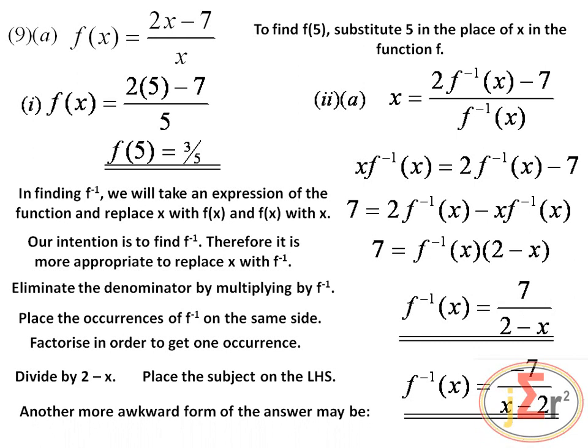Why is it called awkward? And why am I also including it? It is only called awkward because we have more negative terms than positive terms. And it is more appropriate if we can write our expression with the smallest possible number of negative terms.